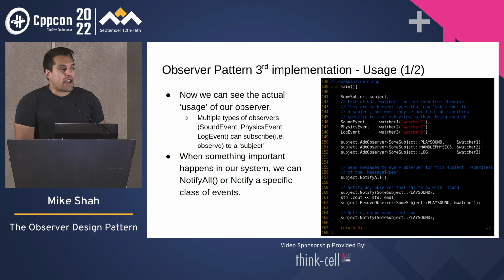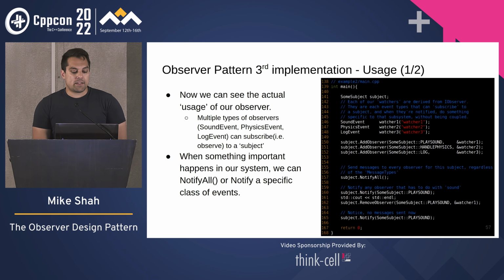All right, so looking at the actual usage of these things, how do we create our subjects? Let me walk you through here. Again, the top looks pretty similar. Some subject hasn't really changed. But on lines 146 to 148, I'm creating three different types of events. Those new observer types that I have here: sound event, physics event, log event. They've got the same names and so on.